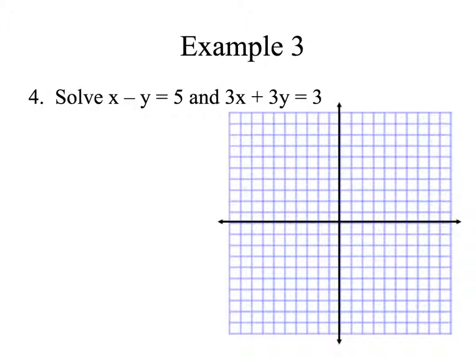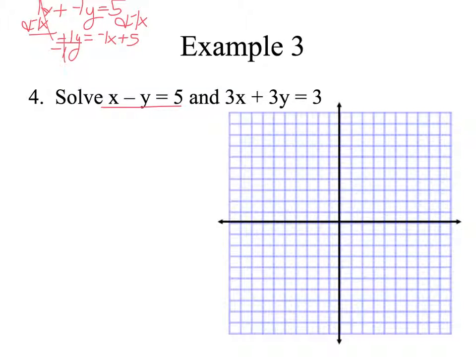Last example problem to look at to finish up this lesson. Again, 2 equations. Do each one separately. So I need to get this first equation to have the y by itself. So 1x plus negative 1y equals 5. I'm going to add negative 1x to each side to get the y by itself. So negative 1y equals negative 1x plus 5. Divide everything by a negative 1. You need to be careful with your signs in this problem. Negative 1 divided by negative 1 is positive 1x, and 5 divided by negative 1 is negative 5.